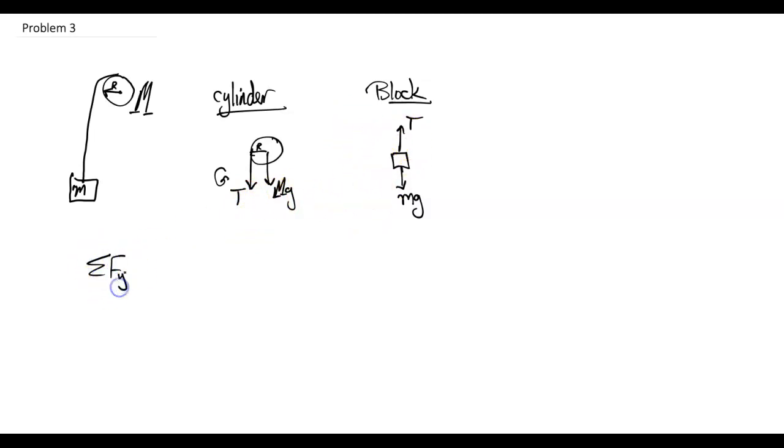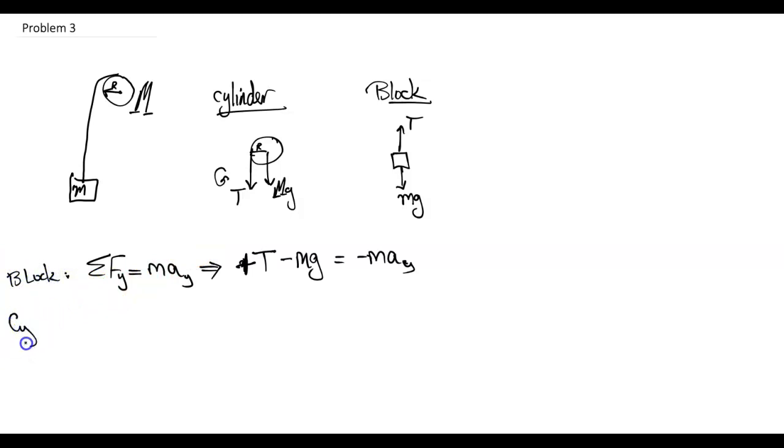So if we do the sum of the forces in the y equals mass times acceleration, in the y direction that is, we're going to get the tension going up, so that's a positive, minus the weight going down, which is a negative. And since the block is accelerating downward, that would be a minus little m, let's call it a sub y for now. And so this is for the block.